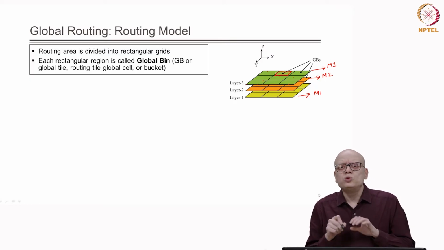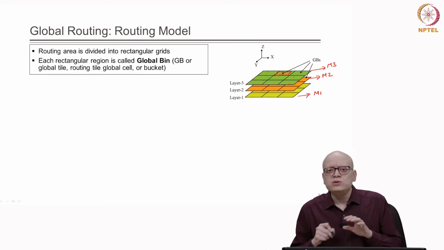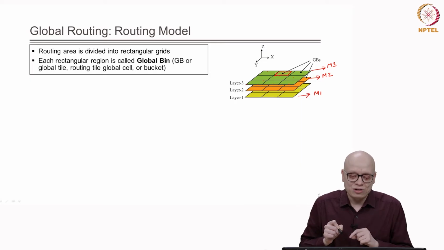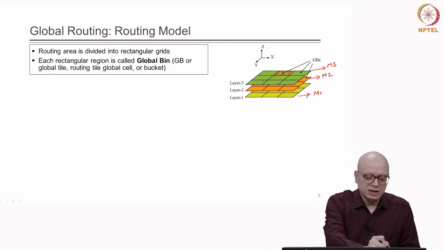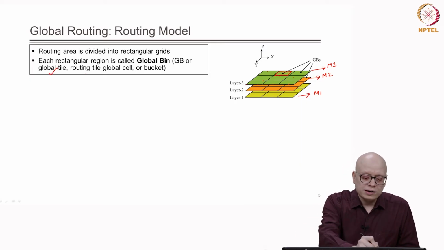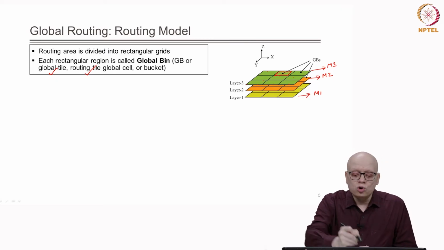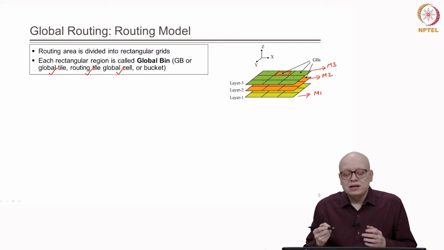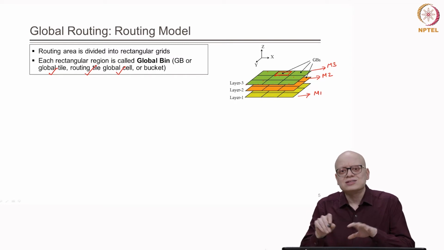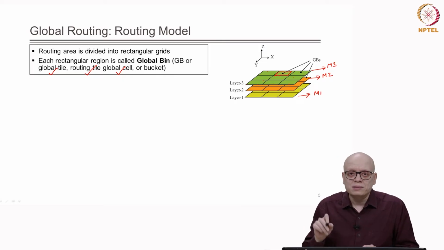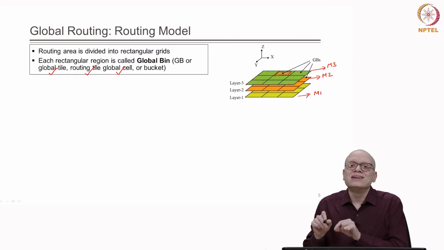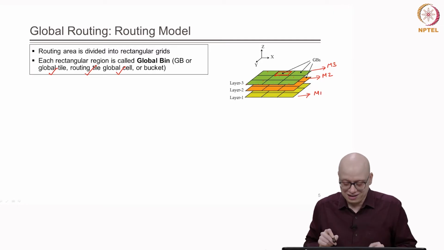Now, various physical design tools can use different kinds of names for the same thing, right. For example, some can use the name global tile or routing tile or global cell or bucket, right, or we are calling it a global bin. So, just for consistency let us call it global bin, but take note that physical design tools might be using some other name for the same thing, right.